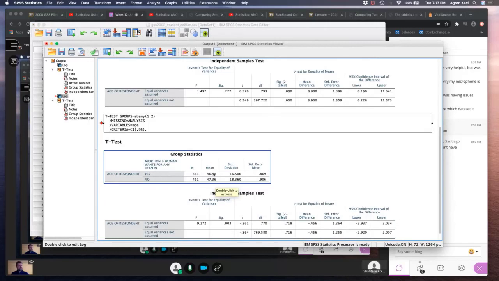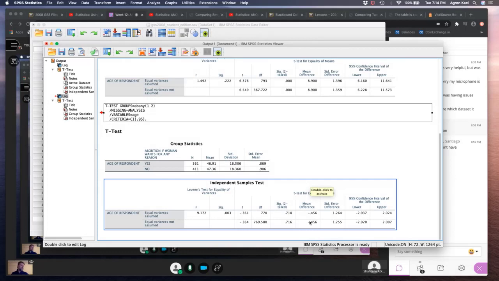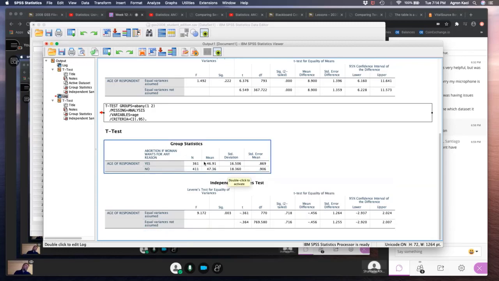Well, look at that. The mean age is sort of the same. The people who answered yes, that they agree with abortion if a woman wants it for any reason, is about 47 years old. But so is those people who don't agree. And look at that. This mean difference here is not significant at all. We conclude that we don't have evidence to say that there is a difference in the mean age of people who answered yes or no, if a woman wants it for any reason. So they are sort of divided.